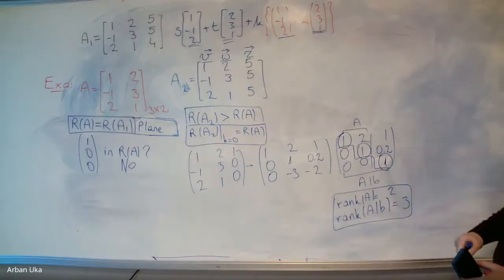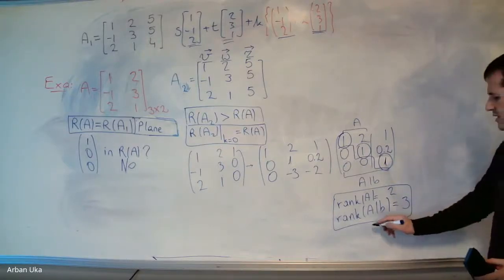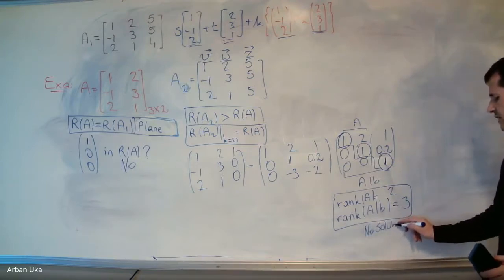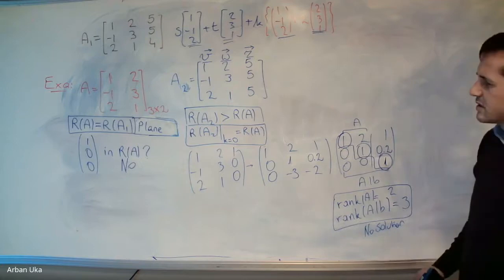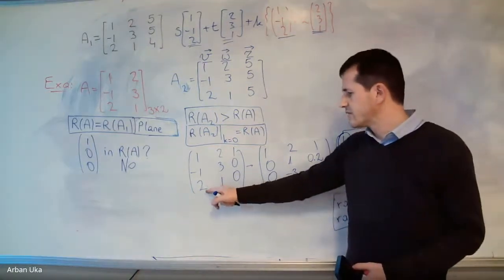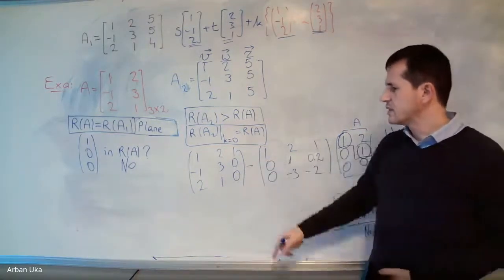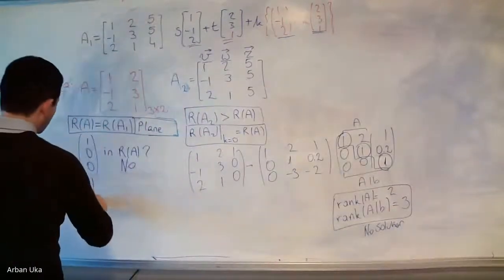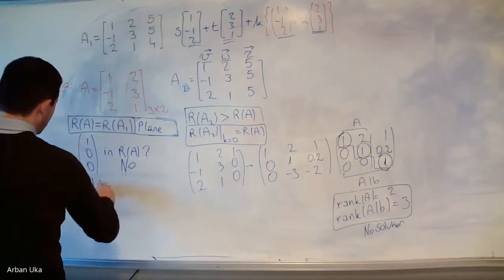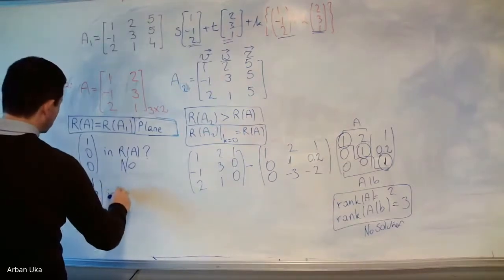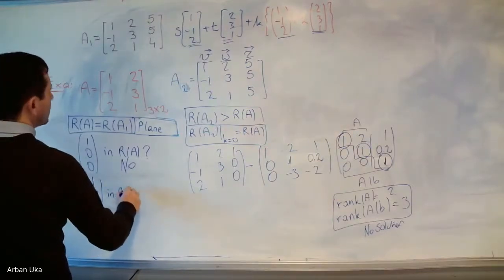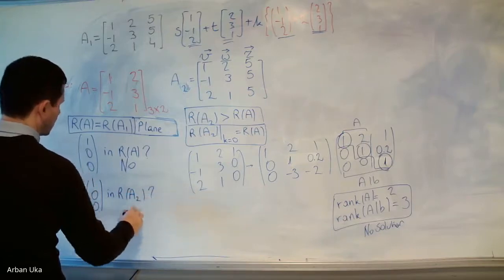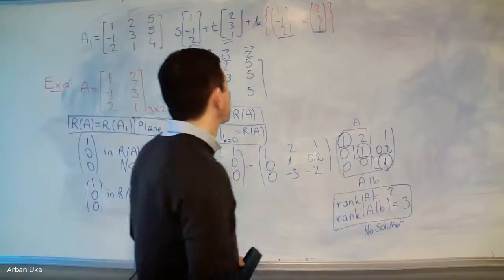This will stay there. So rank of AB is 3, but this means that there is no solution, which means that we cannot find two constants such that if we multiply the first and the second columns, we can ever get (1, 0, 0). That's good. What about this? Is (1, 0, 0) in the range of A2?